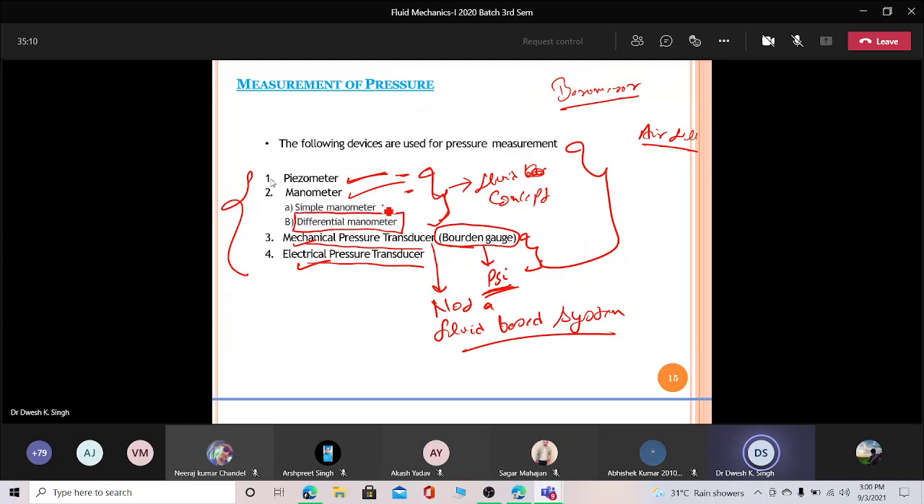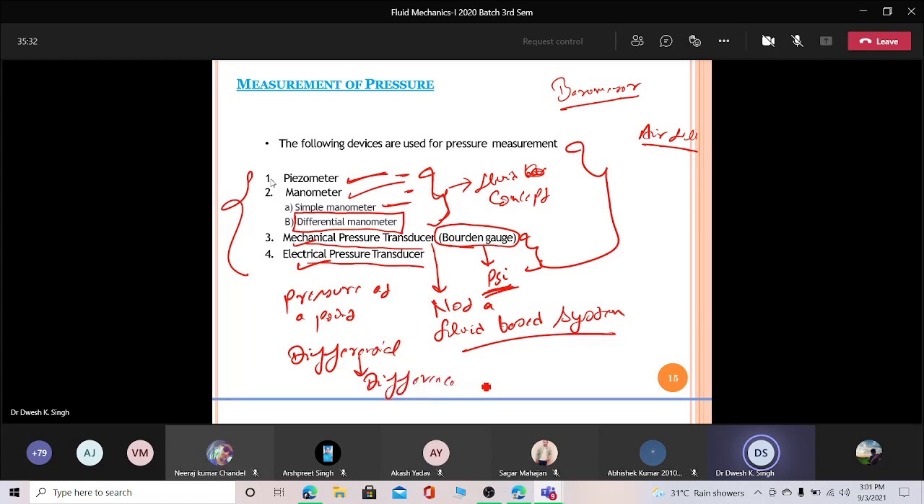A simple manometer is used for measuring the pressure at a point. Simple manometer means the pressure at a point. And then what is the meaning of this differential? As the name suggests, differential means difference.